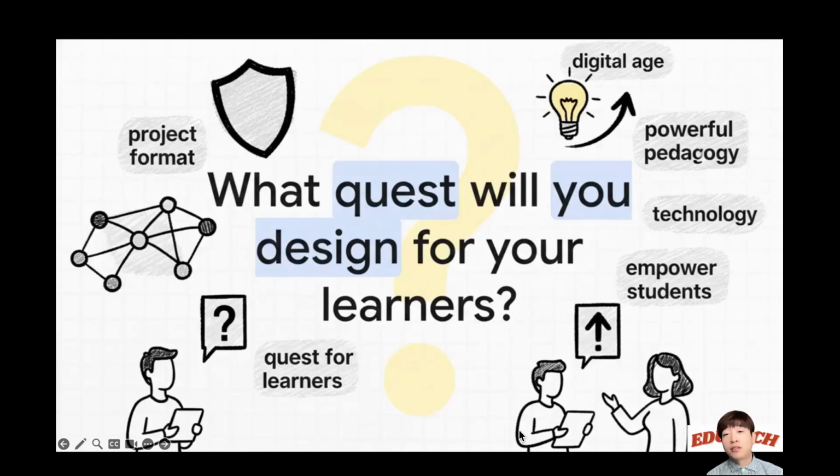It challenges all of us to rethink how we use technology, and more importantly, how we empower our students. I will just leave you with this one question. What quest will you design for your learners?